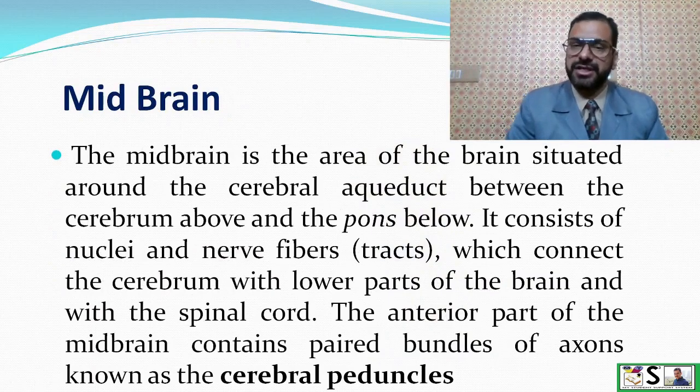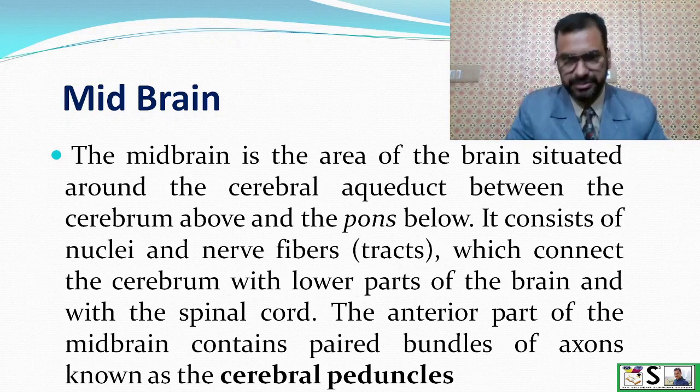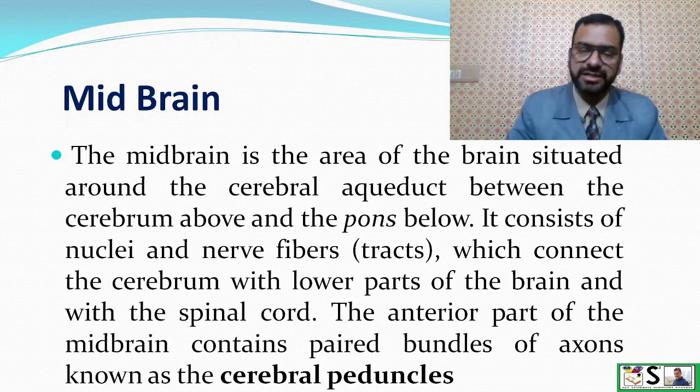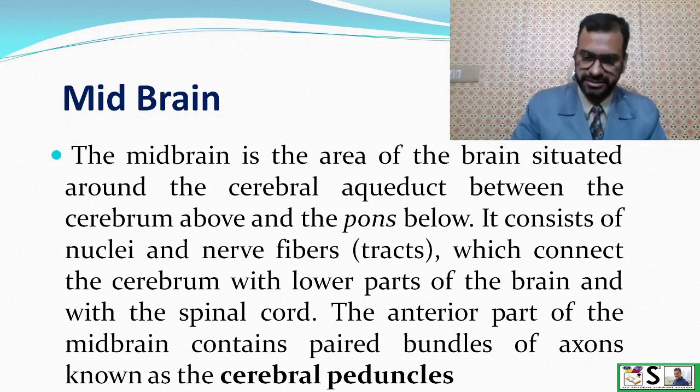The midbrain is the area of the brain situated around the cerebral aqueduct between the cerebrum and the pons. It consists of nuclei as well as nerve fibers which connect cerebrum with the lower parts of the brain and with spinal cord. The interior part of the midbrain contains paired bundles of axons known as cerebral peduncles.